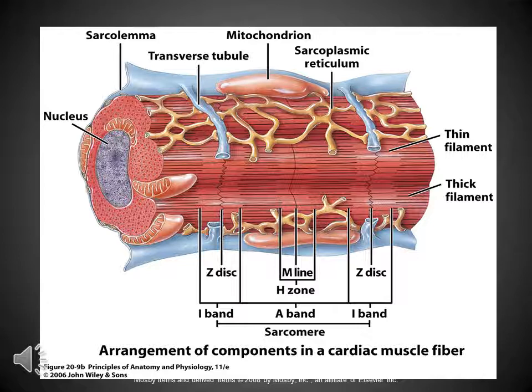We have sarcomeres, we have A bands, I bands, Z discs, Z lines, actin, myosin. We're going to have sarcoplasmic reticulum. We're going to have calcium for this whole thing to work. We're going to have mitochondria to produce ATPs, so that if you don't have ATPs, the heart's not going to work. We have to have the energy to fuel this pump.